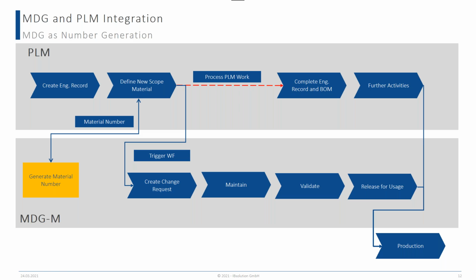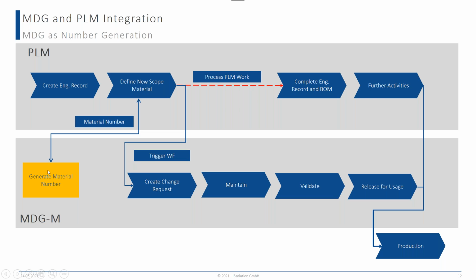Second, it is exactly the same, but the difference is that here we are using MDG for material number generation without triggering the workflow. It's the same: create the engineering record. Then next we define a new scope of the material as a product, we can say. In this place, we will have an interface to the MDG. It may be by OData services or a technical part, maybe anything.